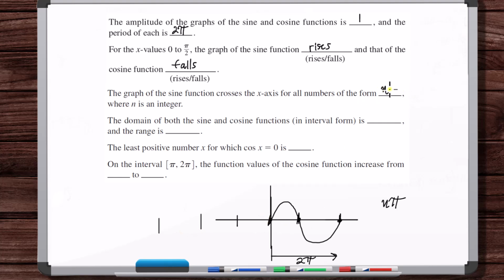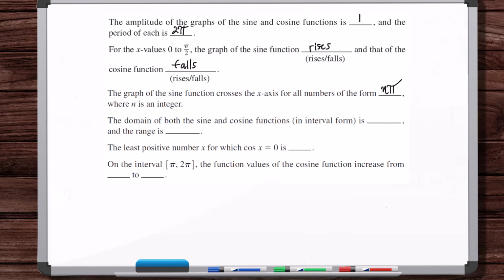So n pi. The domain of both the sine and cosine functions in interval form is what, and the range is what? Okay, so the domain of the sine and cosine functions we know is all real numbers. There's no issue at a quadrantal angle. It's absolutely any number. And the range we know, it's -1 to 1, including -1 and 1. You can input no matter what, any number from negative infinity to infinity, you're going to get something in this range.